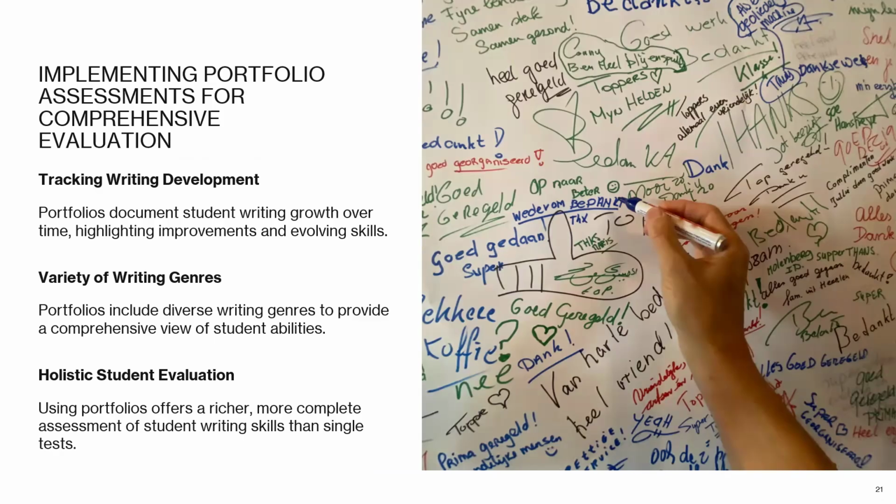Portfolios allow for the assessment of writing development over time and across different genres, providing a richer, more comprehensive picture of a student's writing abilities. Unlike a single scored essay, a portfolio provides a detailed look at a student's growth as a writer. It can include various pieces of writing, such as journal entries, formal essays, creative stories, and even blog posts.